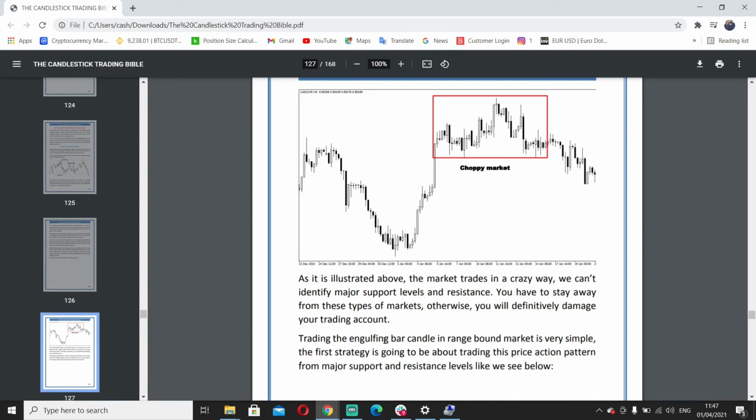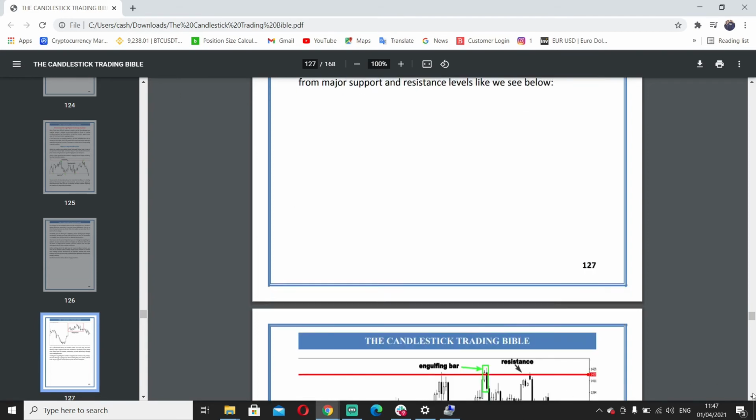Trading the engulfing bar candle in range-bound markets is very simple. The first strategy is going to be about trading this price action pattern from major support and resistance levels like we see below.